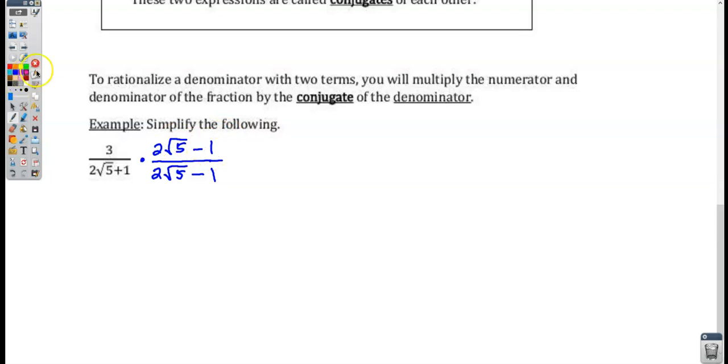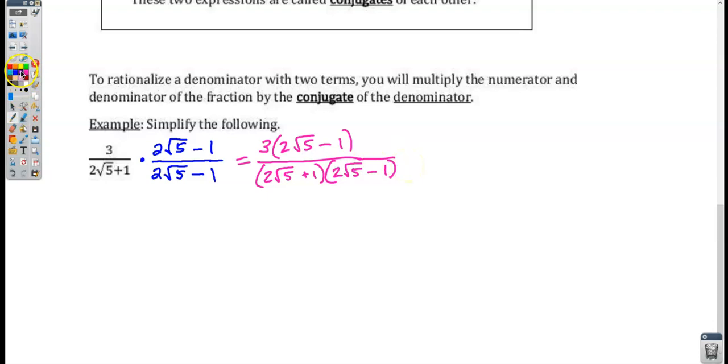And now we're going to go ahead and multiply these two things out. The numerator, I multiply the numerator of the one fraction by the numerator of the other. So that's 3 times 2 square root of 5 minus 1. And in the denominator, I multiply the first denominator by the second denominator.